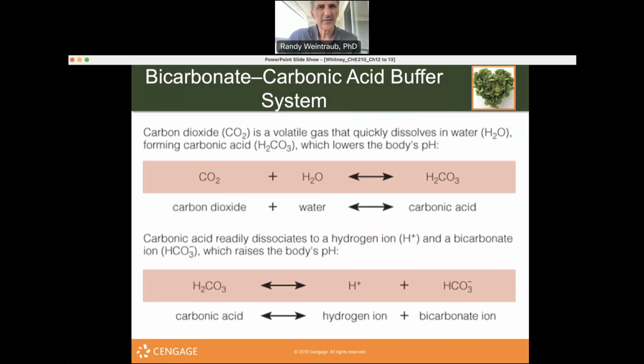Here's an example of a major buffer system in the body, and that's the bicarbonate system. You can see that the CO2 and water interact to form carbonic acid. That carbonic acid gives off a proton or a hydrogen ion, decreasing the pH. So if we increase or decrease the carbon dioxide in the system, we can decrease or increase acidity to make sure we stay in the critical pH range in the body.